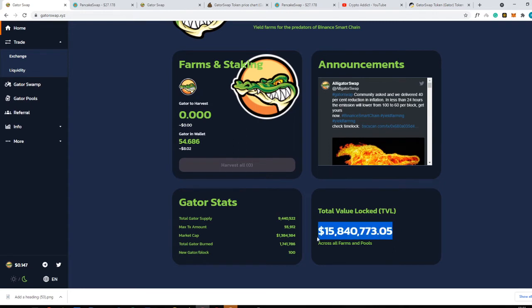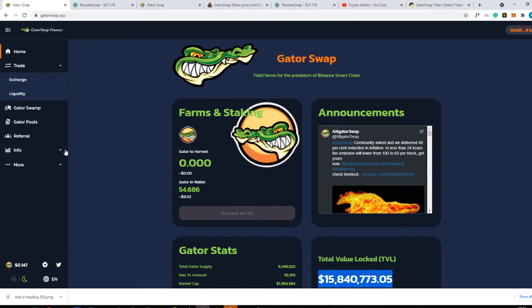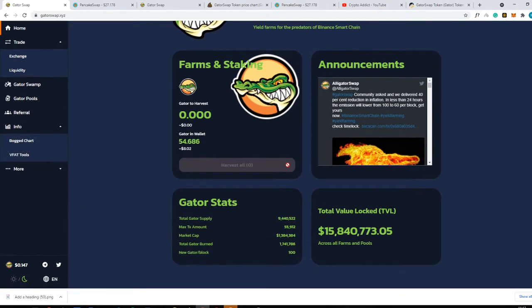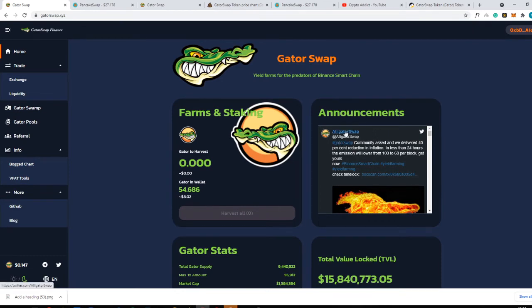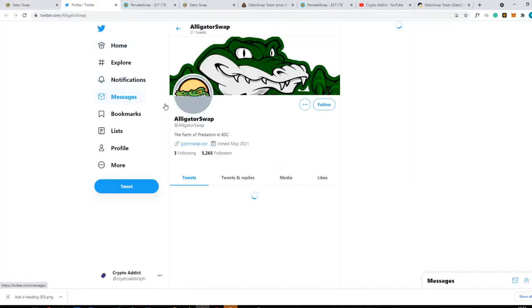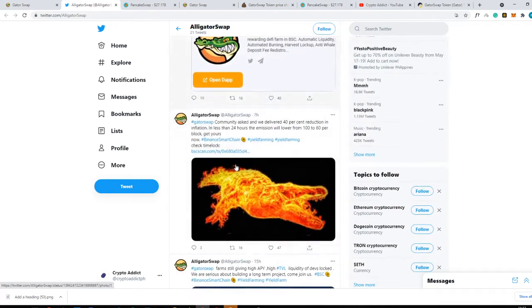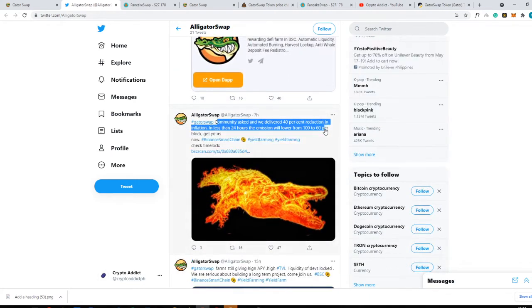So as you can see here, they do have 15 million total value locked. And I think if you look into their announcements tab as well, they are also burning. Oh, as you can see here, they are delivering a 40% reduction in inflation. In less than 24 hours, the emission will lower from 100 to 60 per block.